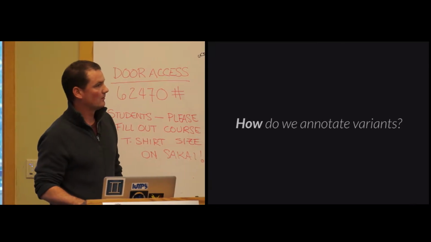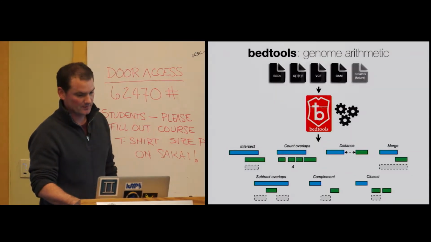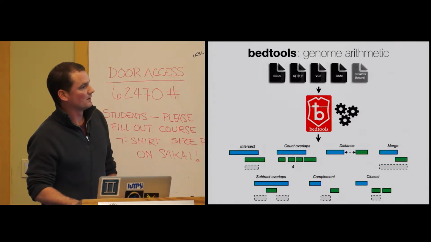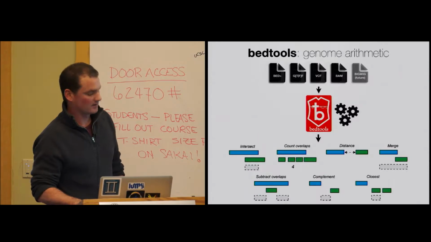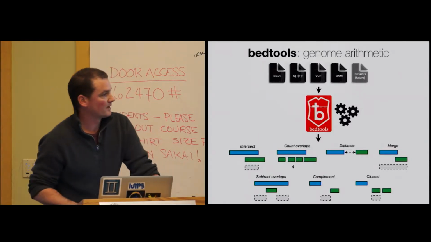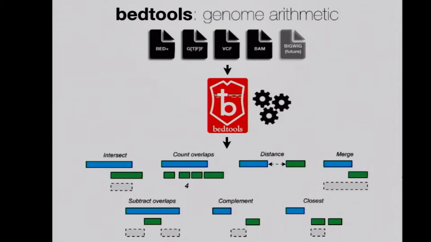Okay, so how do we go about annotating variants from a computational perspective? There's a piece of software that I developed as a postdoc and that we maintain in my lab called BedTools. We'll talk about this tomorrow. But the basic idea gets back to the whole genome interval concept that we talked about last night. So imagine that we have a set of polymorphisms in blue and genes in red.